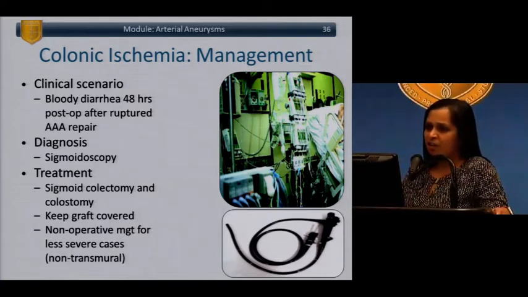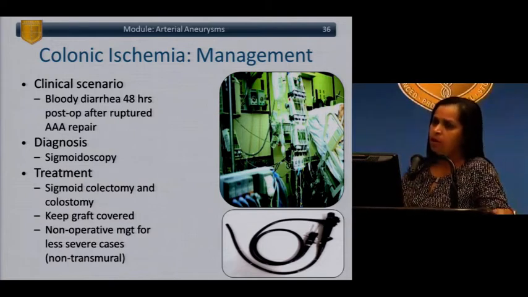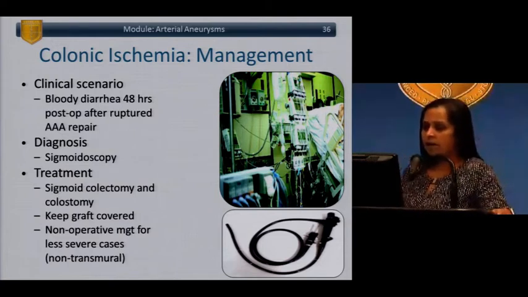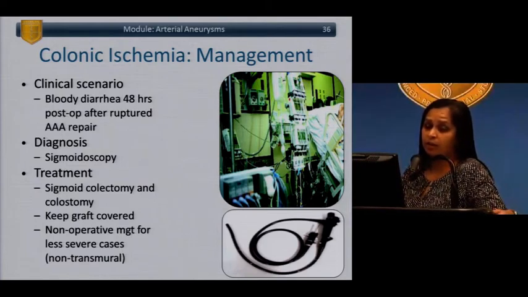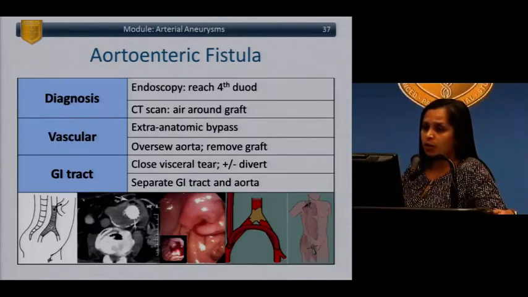In milder cases where there's non-transmural necrosis, you can use non-operative management with keeping the patient NPO, putting them on antibiotics. One of the key principles of operative treatment is to try to keep the graft covered if you've done an open repair or even endovascular when you do the colectomy.